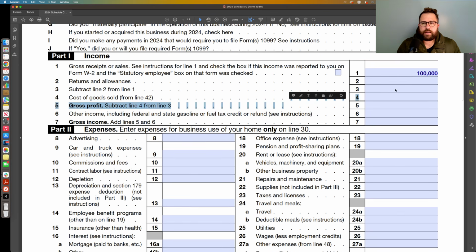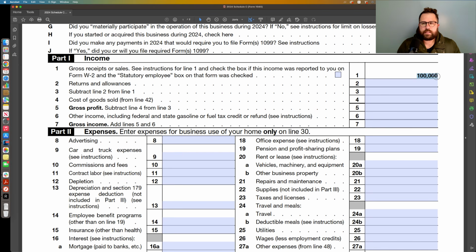Okay, so top line here, not too complicated, right? This is how much your gross receipts or sales are. Okay, returns and allowances. So obviously, if you sell merchandise and you sold 100,000 and 2,000 came back to you because the customers wanted a refund, that's what you'd put there.